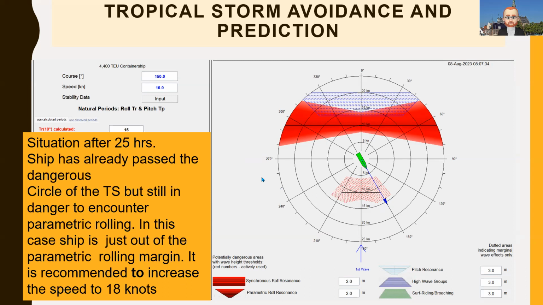Therefore, it is advisable to increase the speed to, let's say, 18 knots. What we can see then is that I'm really out of this. And afterwards, I can go back to my course of origin. So you see now that a roll resonance diagram or program is also very important to see if I will be in other risks.